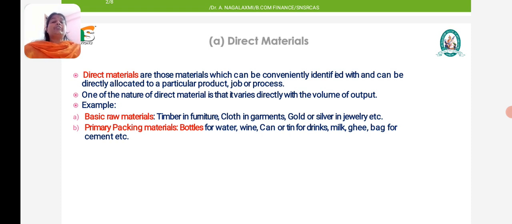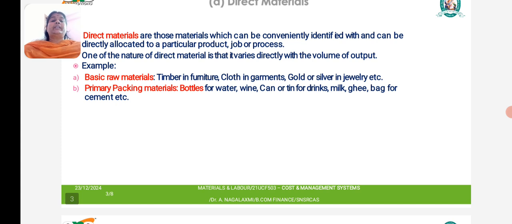One of the natures of direct material is that it varies directly with the volume of output. If the volume of output is more, the materials needed are more. When the volume of output is less, the material needed will be less. Example, basic raw material: timber in furniture, cloth in garments, gold or silver in jewelry. These timber, cloth, gold or silver are the basic raw materials.